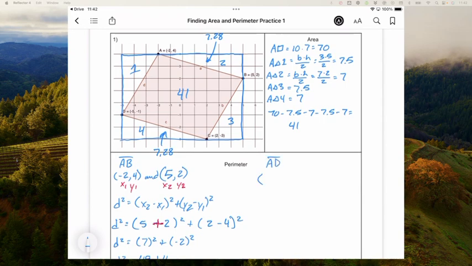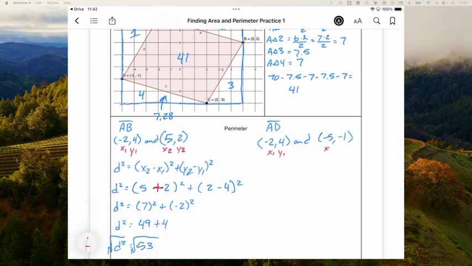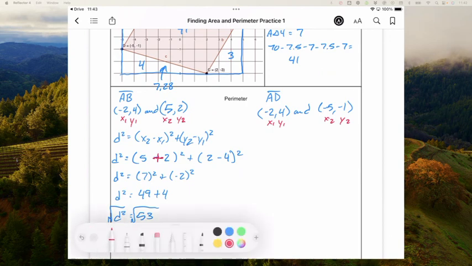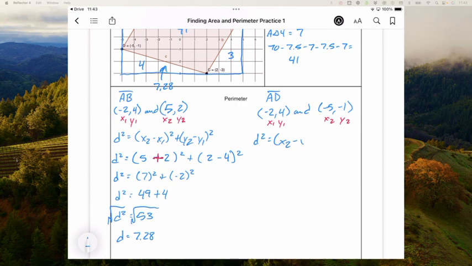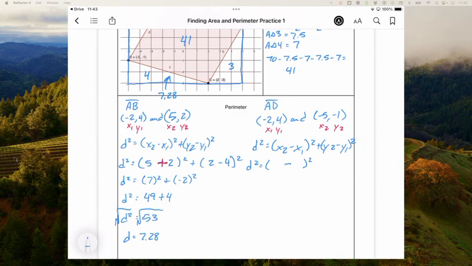And so my points will be -2, 4, and -5, -1. x1, y1, x2, y2. We'll have our formula. So d squared is equal to x2 is -5. Oops. Schlegel is breaking my own rule. You have to do the template first.